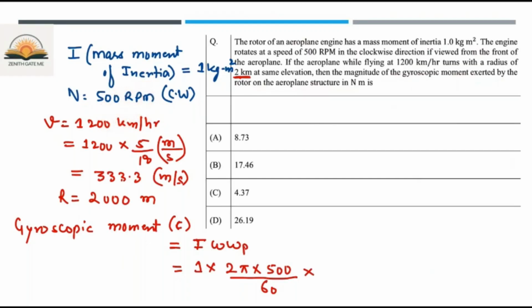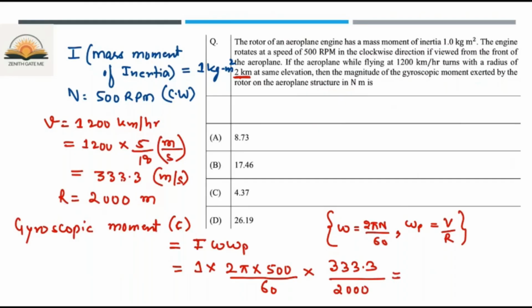Right? Now omega p you already know. Velocity is given as 333.3, because omega p is nothing but V by R. Let me write omega also: 2 pi N by 60. Now these two values you substitute in this expression. So 333.3 divided by the value of R, which is 2000. Once you solve, you will get 8.726 Newton meter. That means it is around 8.73. So again, option A is the correct answer.